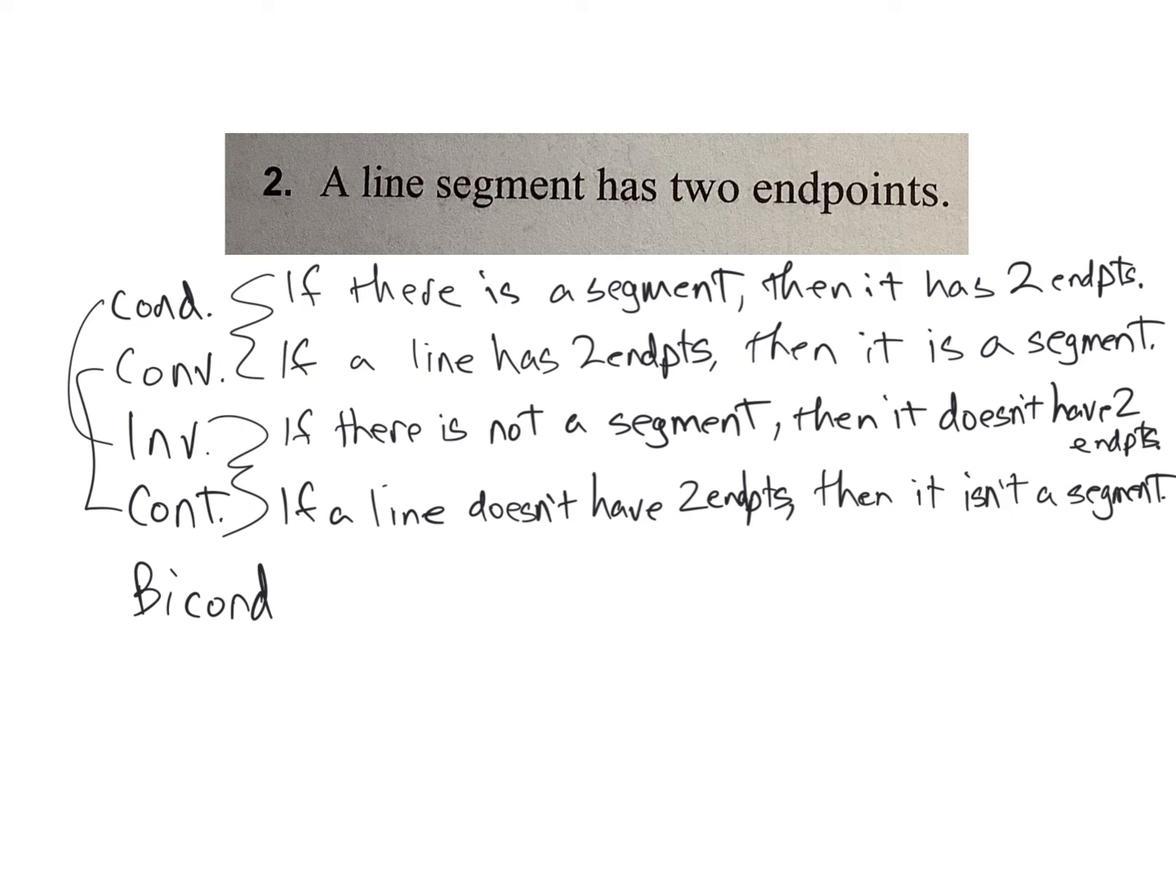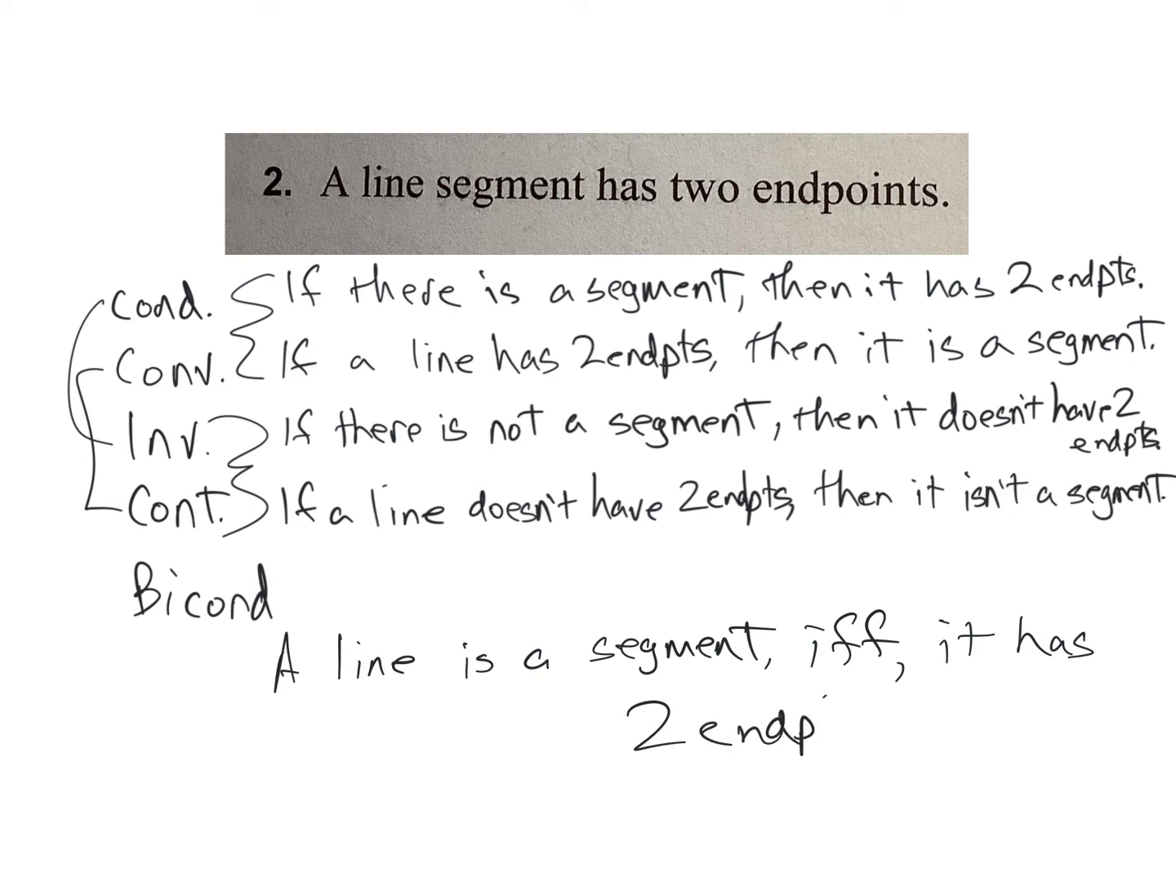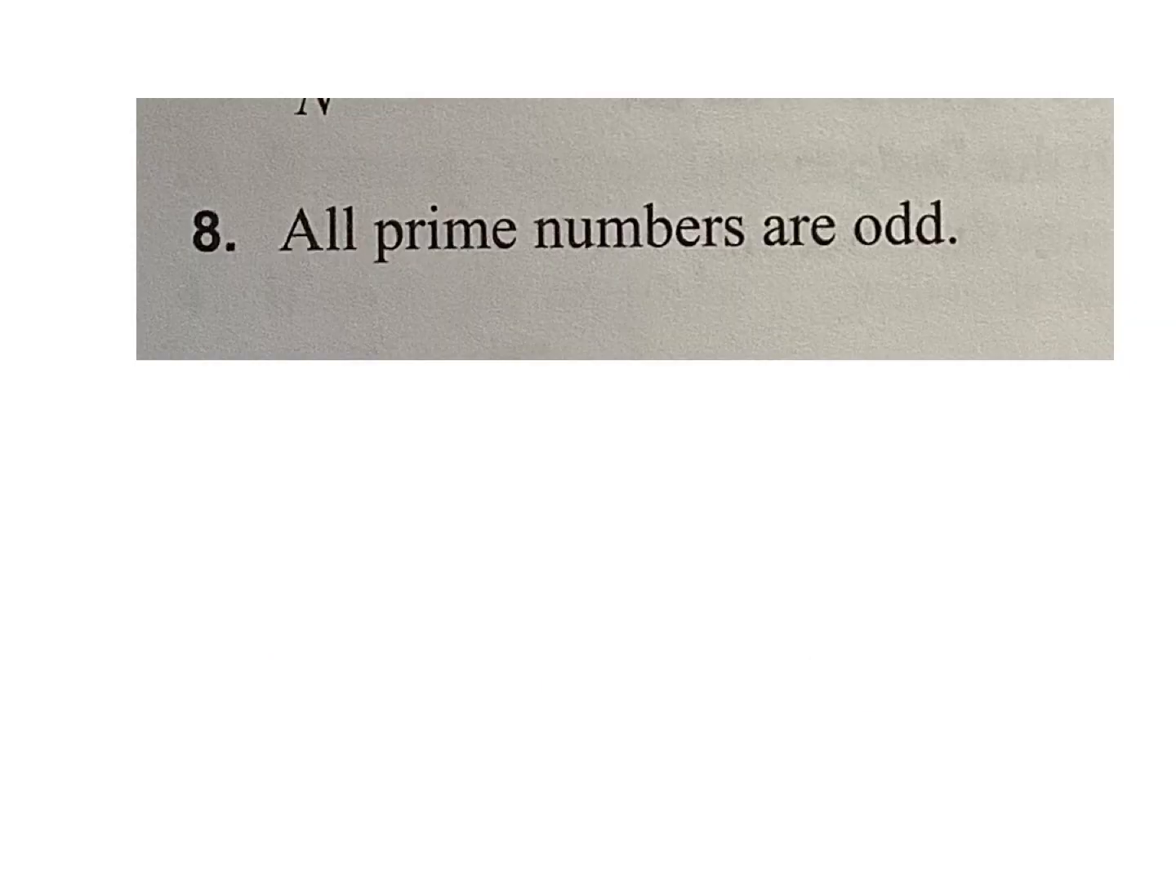Biconditional: a line is a segment if and only if it has two endpoints. Okay, find the counterexample to this statement: all prime numbers are odd. So there's your counterexample, 2. Its factors are 1 and 2. All right.